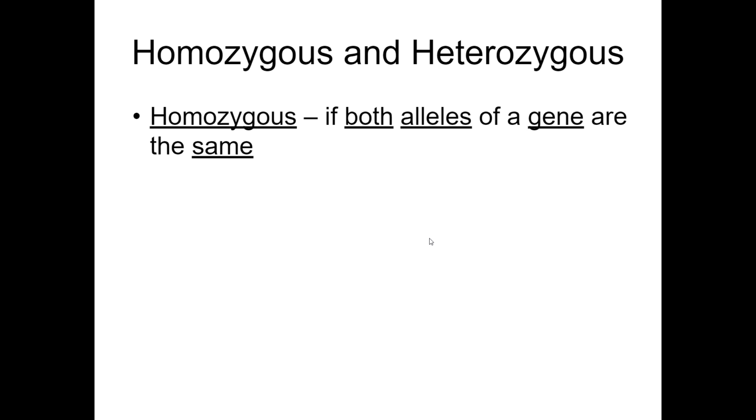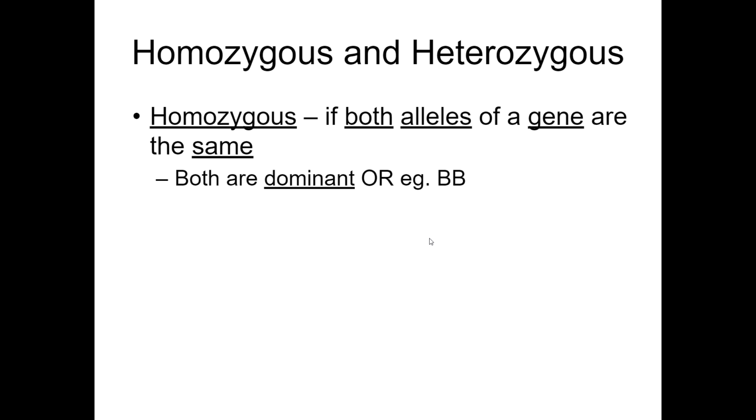Homozygous. We need to understand these terms as well. This is if both alleles of a gene are the same. So remember that in science, we look at words and we break them up. The prefix homo means same, and so if you just remember that homo means same, if both alleles of the gene are the same, that's homozygous.